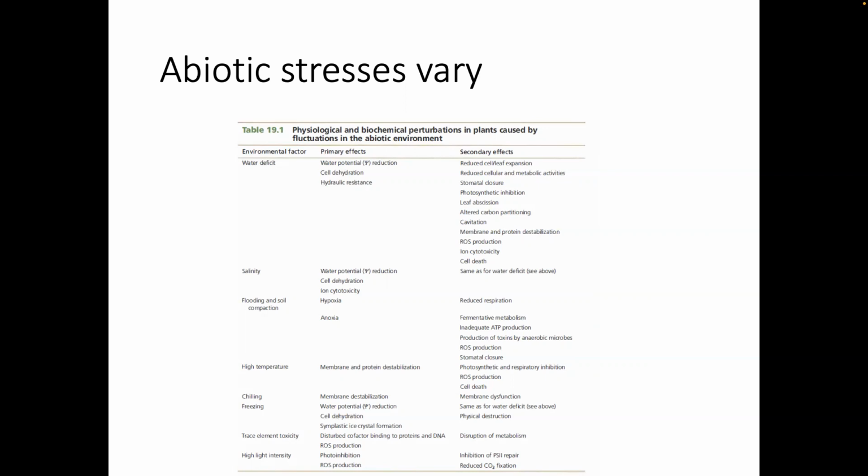And then the elements: too much of a good thing, too much of iron, or too much of a bad thing, which is like cadmium. And then light. Although it's so nice for the plant, it needs to get light, too much of it is also bad. Okay, why are these things bad? Let's see one by one.